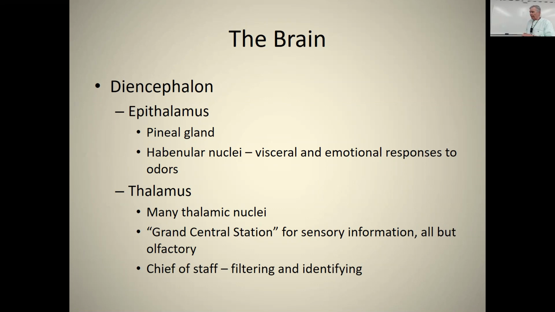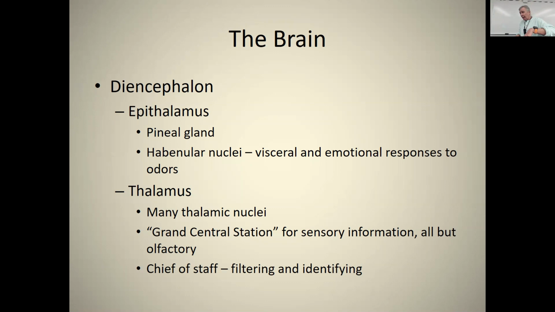The thalamus, now there's a lot of thalamic nuclei, lots of stuff going on. But what I like to think of it as is the Grand Central Station or the Chief of Staff. Grand Central Station for sensory information. All of your senses go through the thalamus, except for olfaction. That's the oldest sense. It doesn't go through. And one pain pathway doesn't go through. But all other senses go through. So that's the Grand Central Station for sensory information. It all goes through the thalamus.